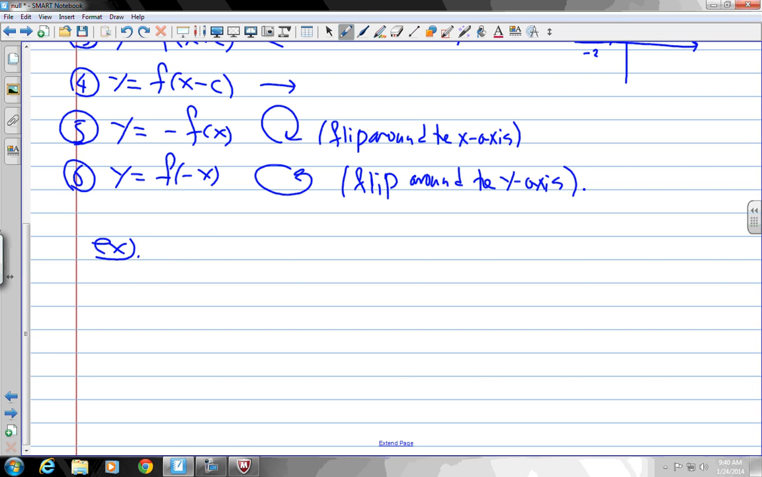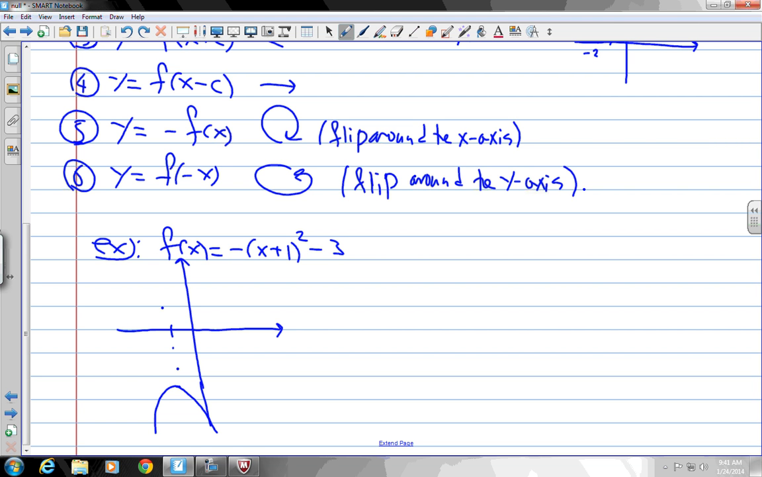So for example, I want to sketch something like this. So it's negative (x plus 1) squared minus 3. How do we sketch this thing? What graph are we messing with? Parabola? What's going to happen to that parabola? Left, up 3, down 3. Okay, so it's an upside down parabola living there, right?